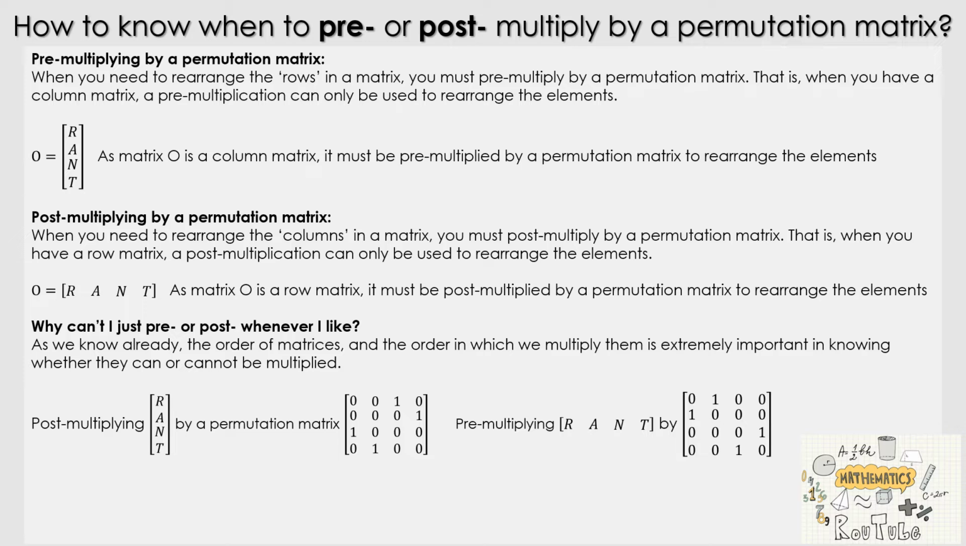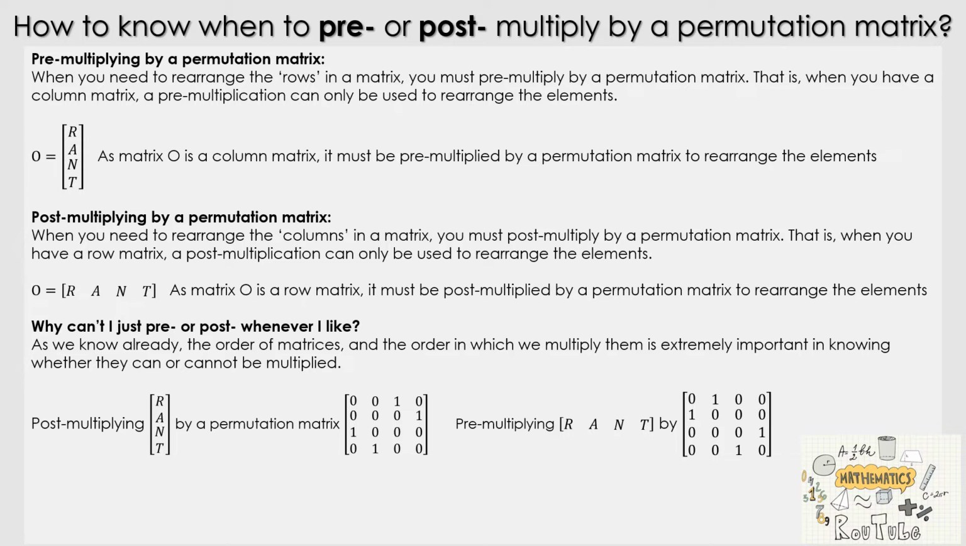So pre-multiplying by a permutation matrix. When you need to rearrange the rows in a matrix, you must pre-multiply by a permutation matrix. That is, when you have a column matrix, a pre-multiplication can only be used to rearrange the elements. Okay, so that's all good and fine. Let's have a look at what it actually looks like.